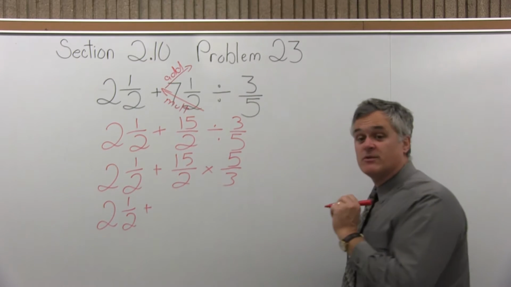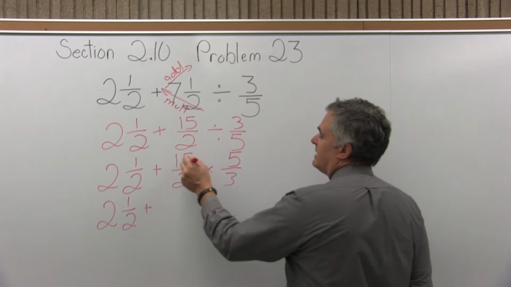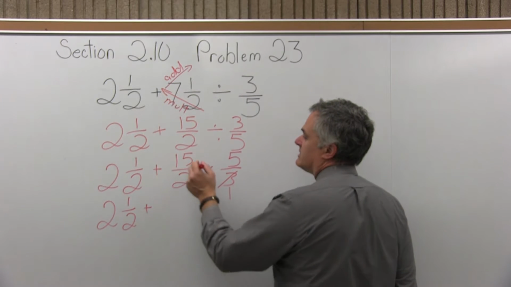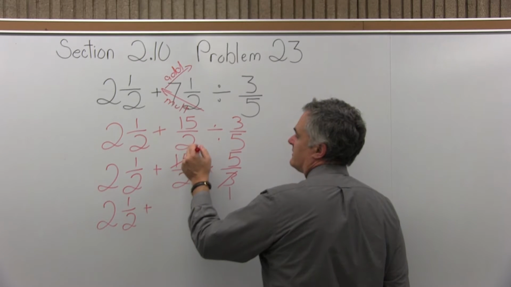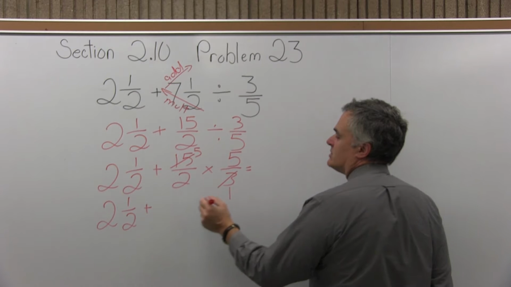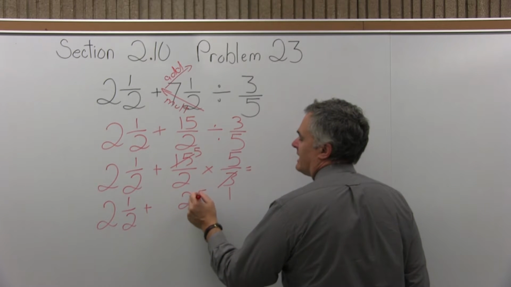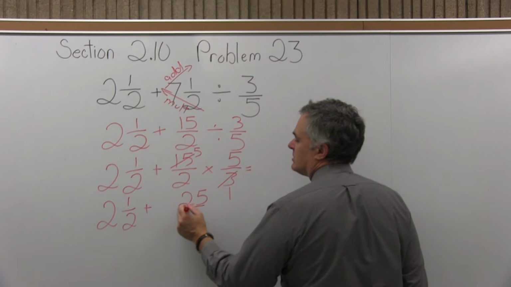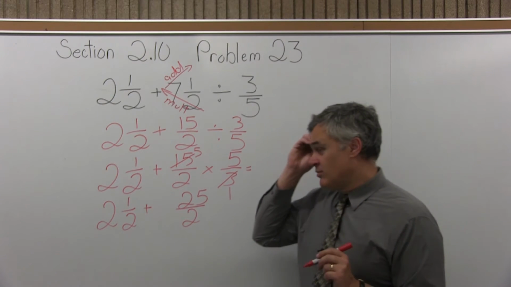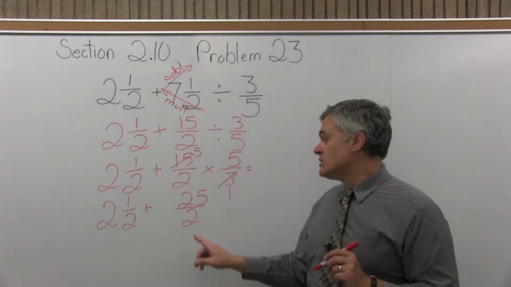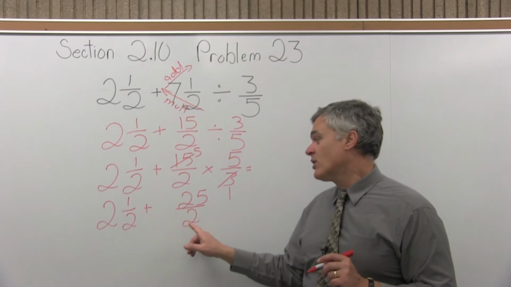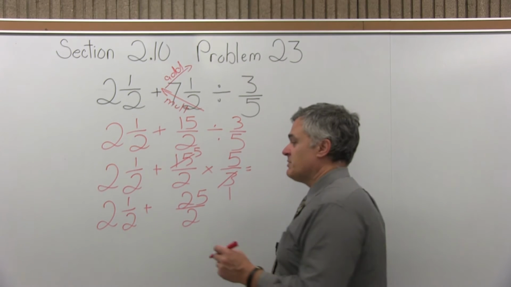So I can reduce some of this first. The 3 and the 15 reduce nicely. 3 goes into 3 once. 3 goes into 15 5 times. So in the numerator, I have 5 times 5, which is 25. And in the denominator, 2 times 1, which is 2. So I have 2.5 plus 25 over 2. So I could make them both mixed numbers like the 2 1/2, or I could go both improper fractions, which might be a little bit easier.